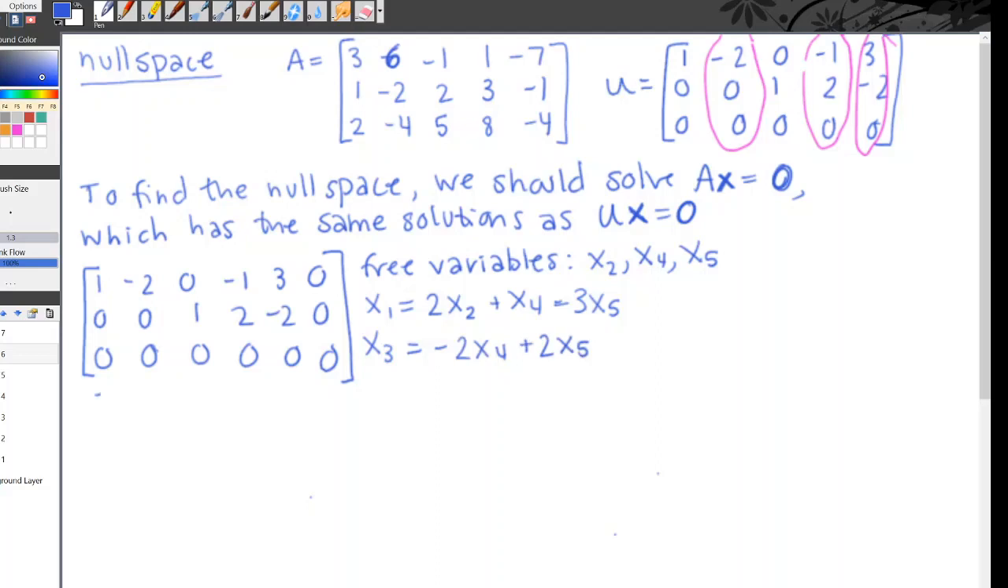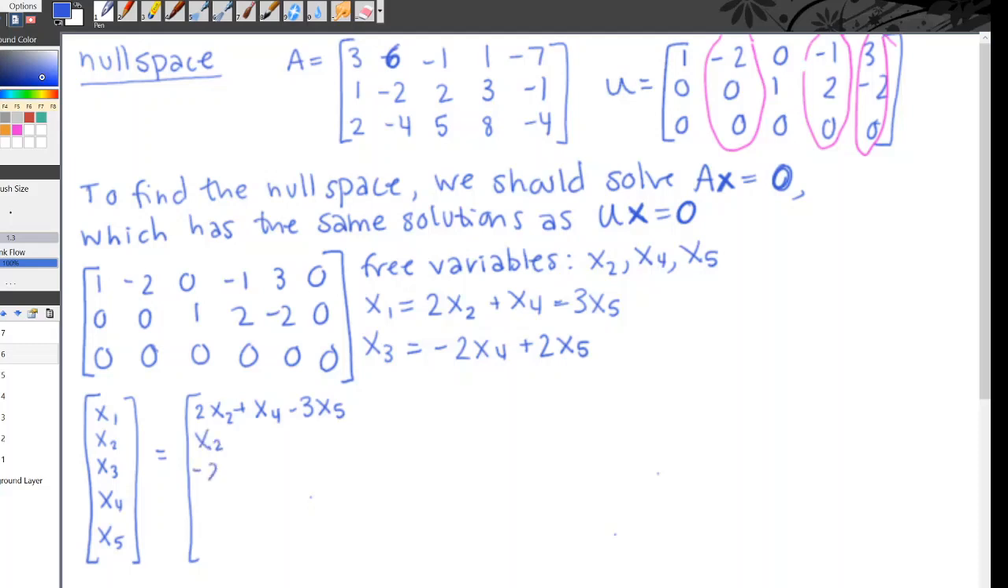So what that means is that now when we go and write out the solution vector, so we have x1, x2, x3, x4, x5, we can write it in this parametric vector form. That will allow us to now see what the basis is for our null space. So the first row will be 2x2 plus x4 minus 3x5. The next one is x2 is a free variable, so that will just be x2. Next one will be negative 2x4 plus 2x5. x4 is a free variable, x5 is a free variable.